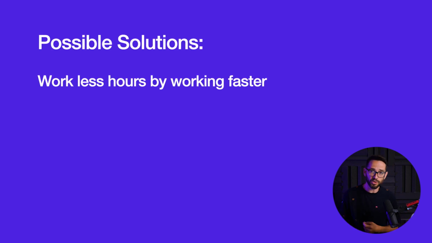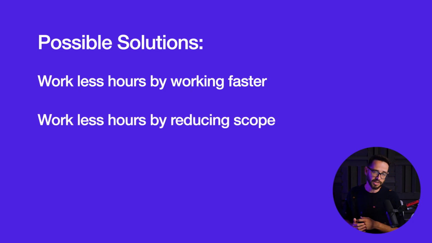The first one, which she recognized off the bat, is working fewer hours by working faster. Ideally, you want to do this. However, at a certain point, if you work faster, you'll probably reduce the quality of the work that you're doing. You can't cut corners, or work faster, forever. There's a limit to that. So what are the other 2 options?